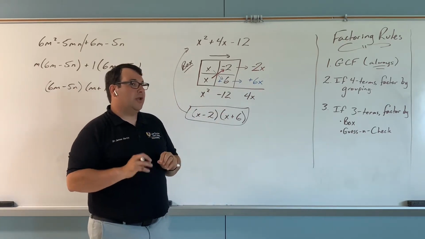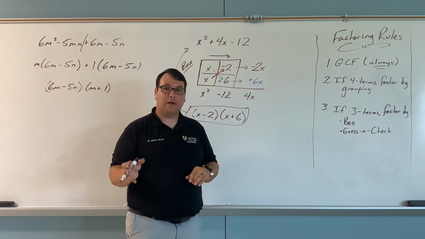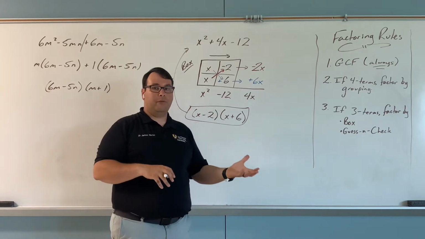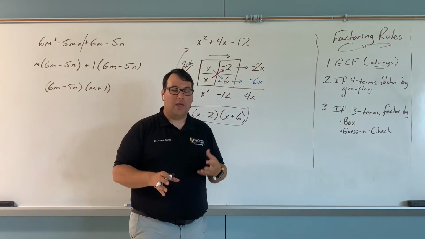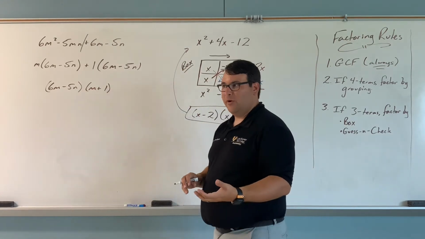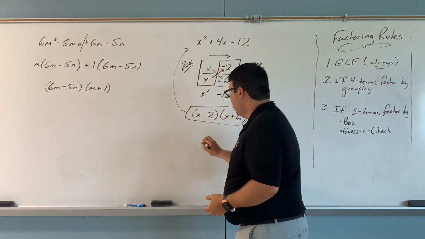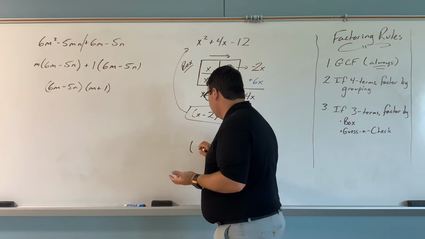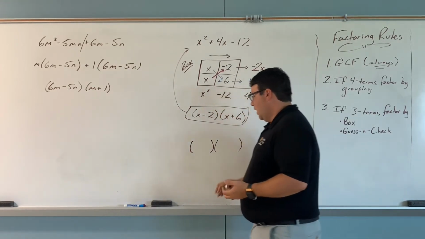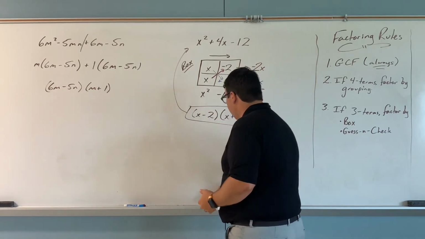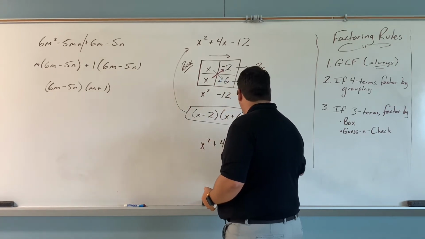But let me show you another method, which is called the guess and check method. And some people will prefer box over guess and check. Some people will prefer guess and check over box. It's really a matter of preference. And some problems will lend themselves a little bit more easily to one method or the other. Now, for this problem, I think it's personally, for me, easier to just do it in a guess and check method. And I'm actually going to put my original problem down here. So x squared plus 4x minus 12.